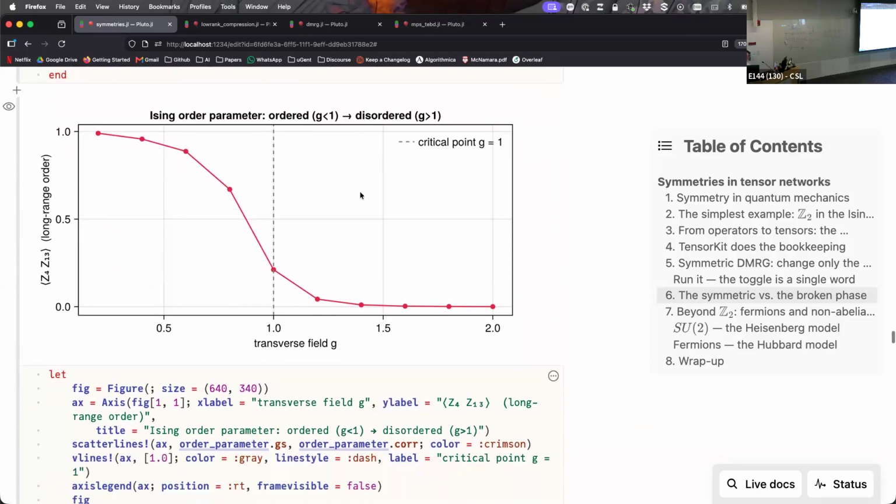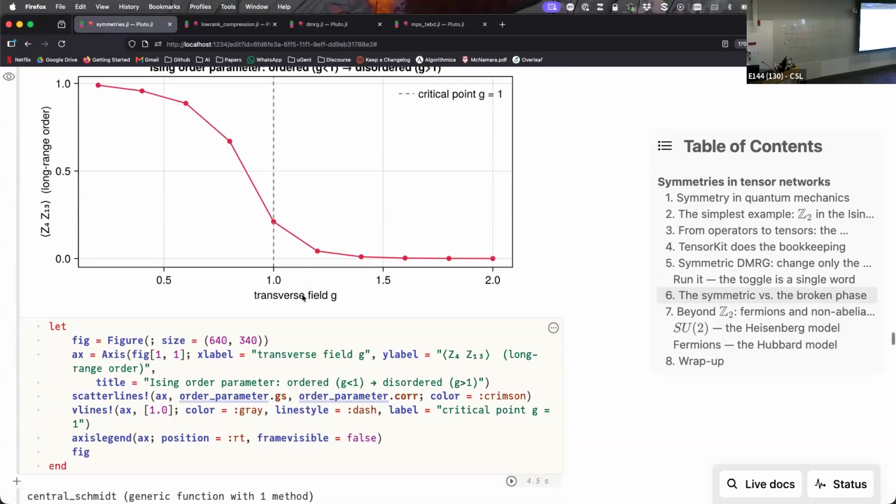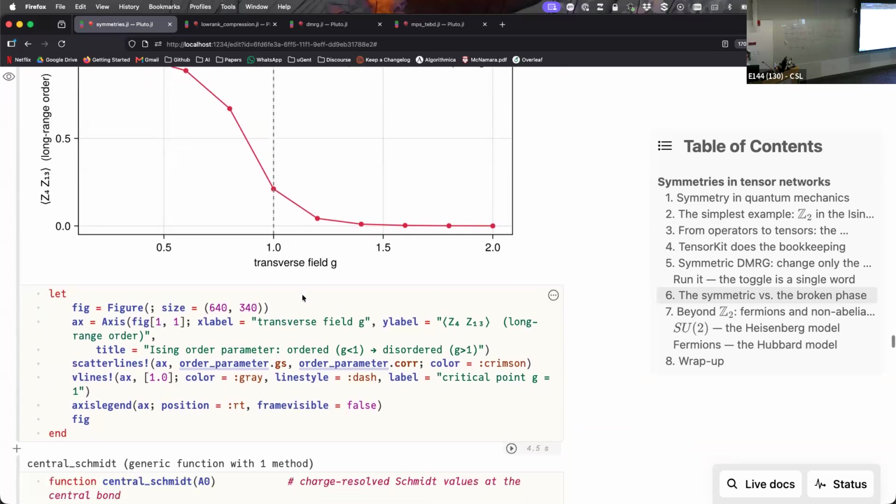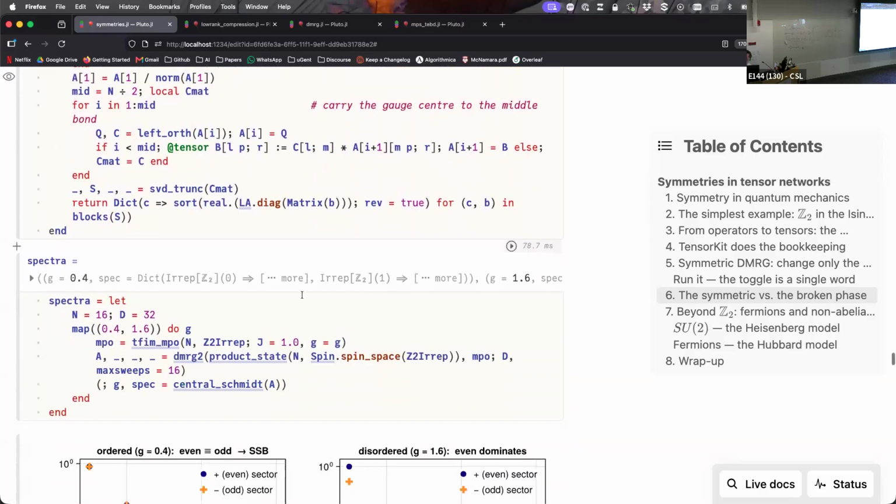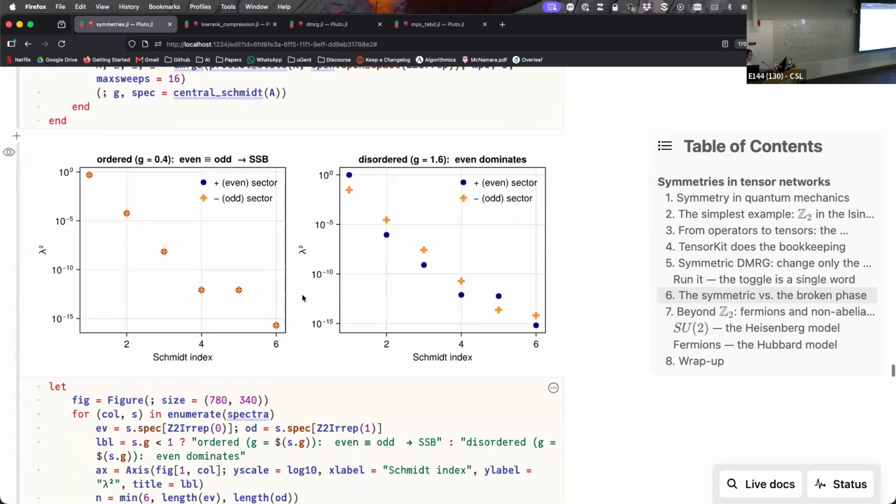And therefore, this only works in the symmetric phase, because of course, in the phase where the symmetry is broken, if I impose the symmetry to be not broken, what I end up with is a cat state that tries to mimic the symmetry broken phase. And this is a bunch of information that tries to capture that.